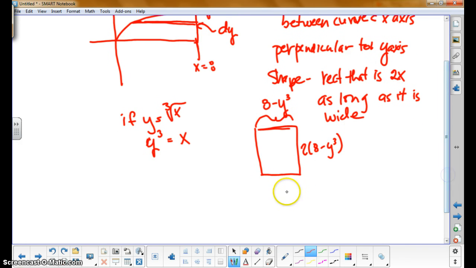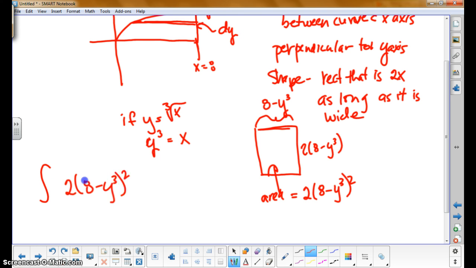And so the area of that rectangle is 2 times 8 minus y cubed, squared. So we're going to integrate, and we'll deal with the bound in a second. 2 times 8 minus y cubed, squared, dy. So everything has to be in y because we are integrating over dy.